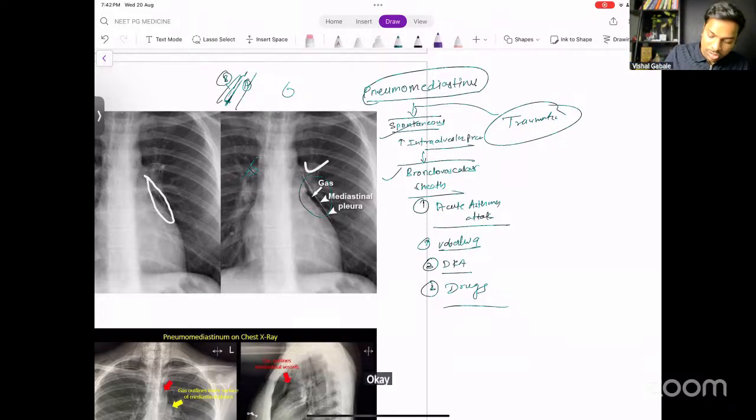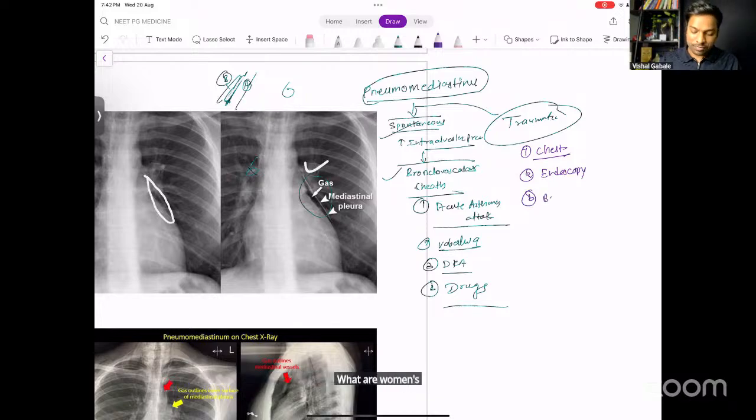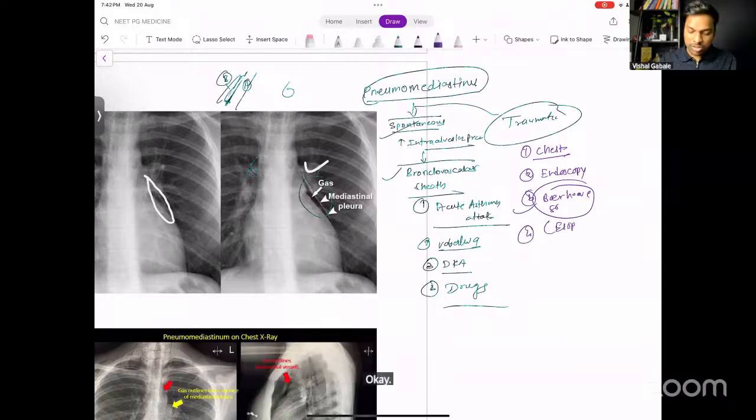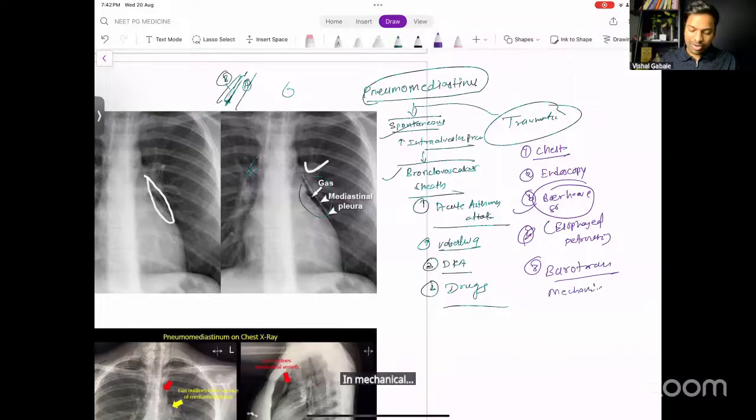I'll just change the ink. Chest trauma, then endoscopy, or Boerhaave syndrome. Do you know Boerhaave syndrome? Boerhaave means vomiting against a closed glottis. Alcoholic patients usually have this. That is basically your esophageal perforation. And apart from that, the barotrauma in mechanically ventilated patients.